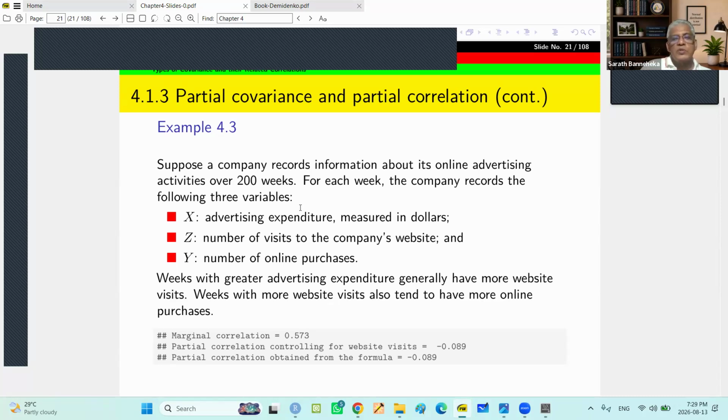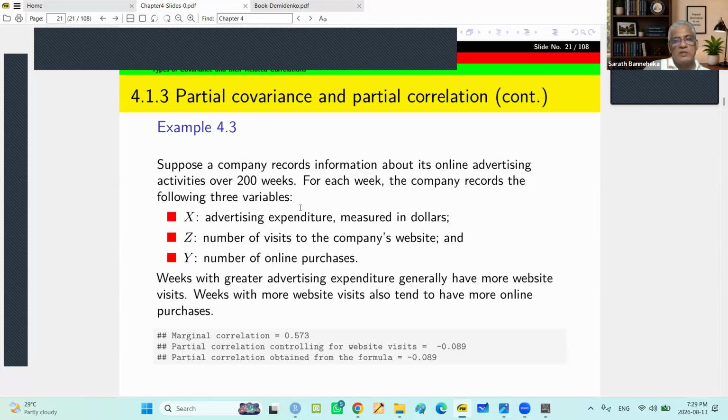Suppose a company records information about its online advertising activities over 200 weeks. For each week, the company records the following three variables. X is the advertising expenditure. Y is the number of online purchases. Z is the number of visits to the company's website.